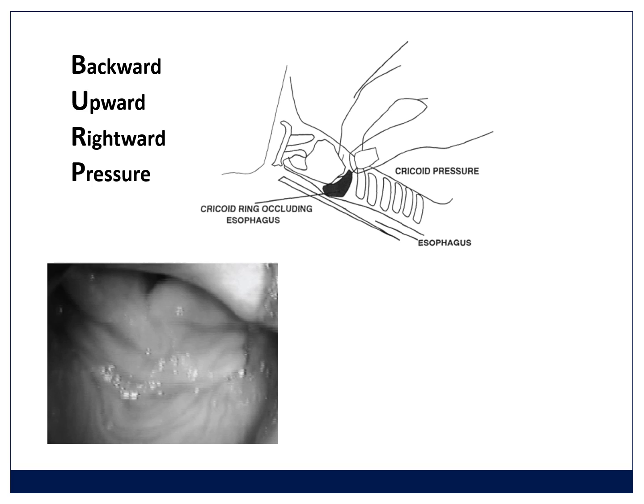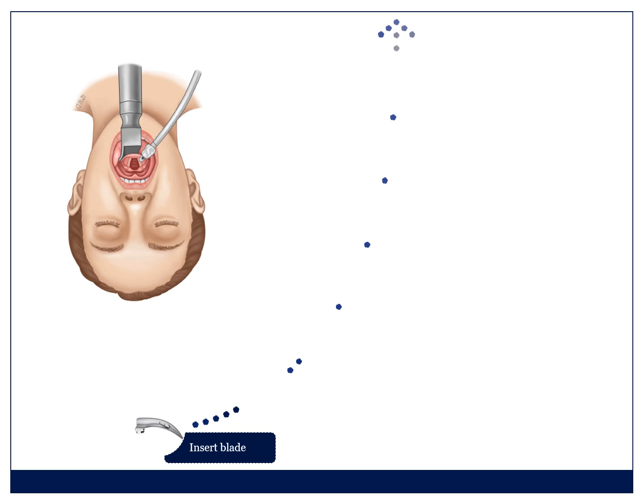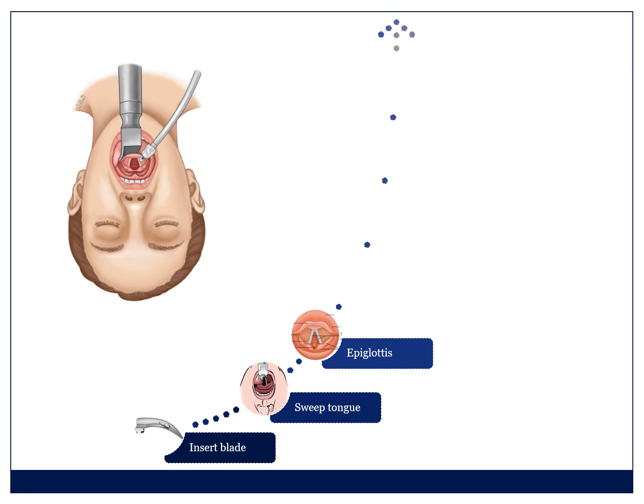It can take an airway that looks like this and transform it into this. And it really does make things easier, so use that maneuver. So to run you very quickly through this, and this is on a separate video, insert the blade on the right hand side of the mouth, sweep the tongue to the left as in the picture, look for the epiglottis. At this point you are not looking for vocal cords, you're looking for the epiglottis.